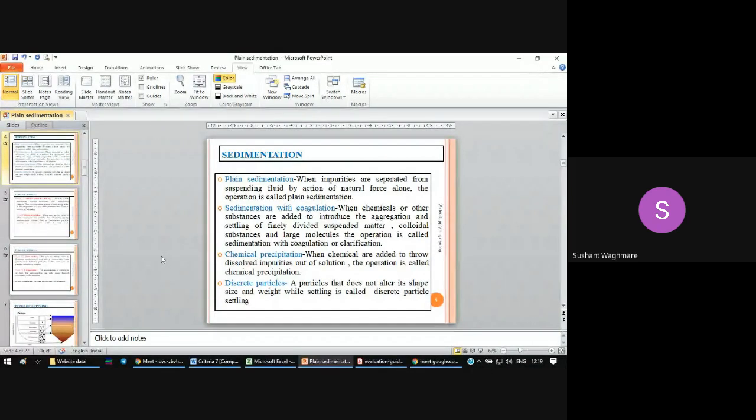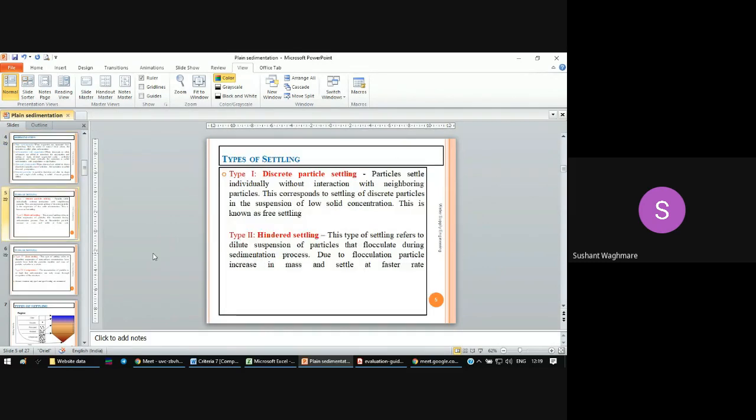Now sedimentation is normally done in four different ways. First is plain sedimentation. Second is sedimentation with coagulant or coagulation, where some chemicals are added. Then next is chemical precipitation, and last is discrete particles. So we'll see them one by one.